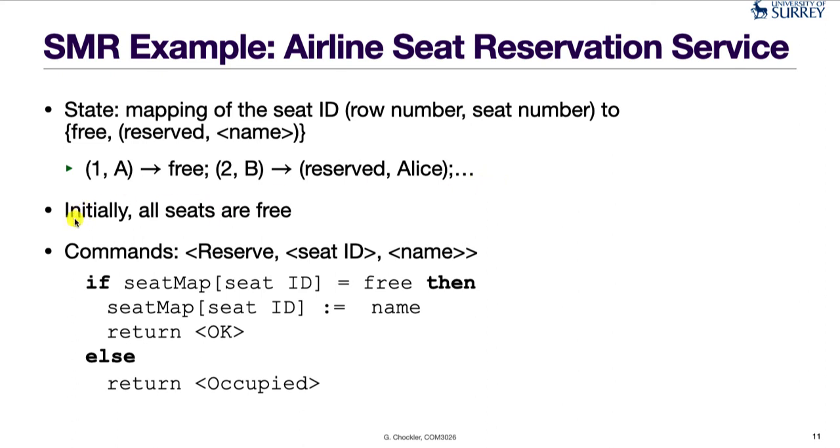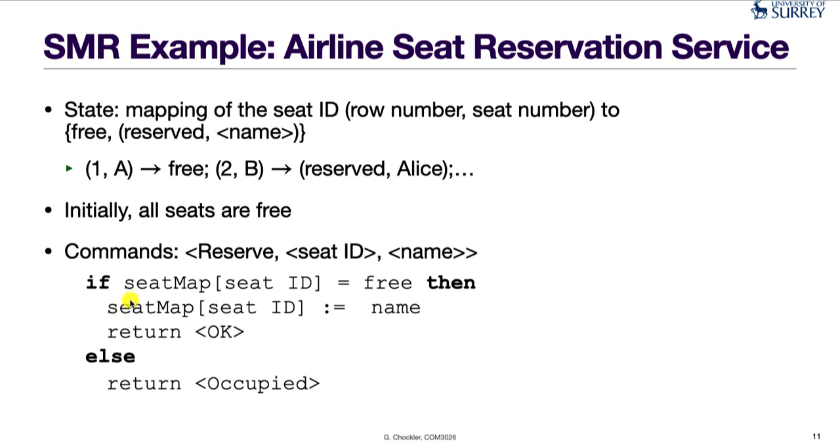So the initial state of the state machine is that all seats are free. So all seat identifiers are mapped to the atom free. The command supported by the state machine in this example is the command reserve. And reserve takes two parameters, a seat identifier and the name of the person who is trying to reserve the seat. And the command is a program which looks like this.